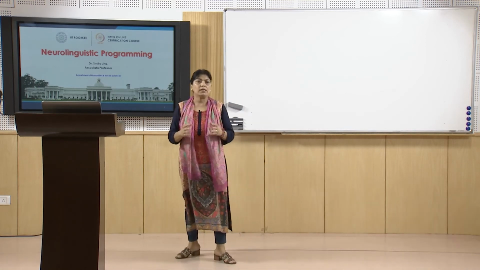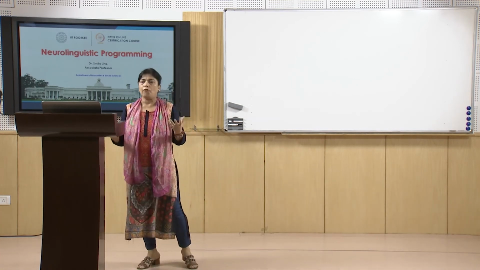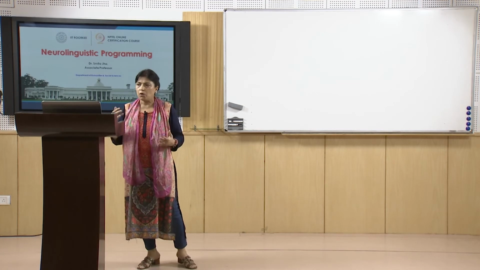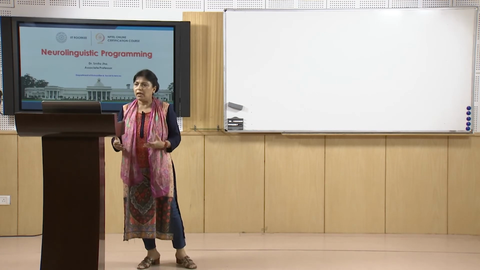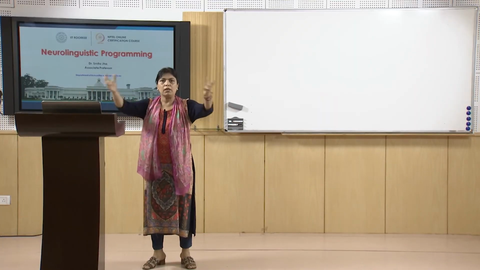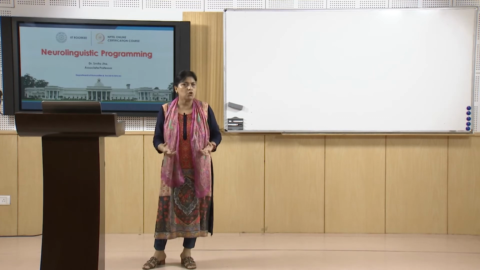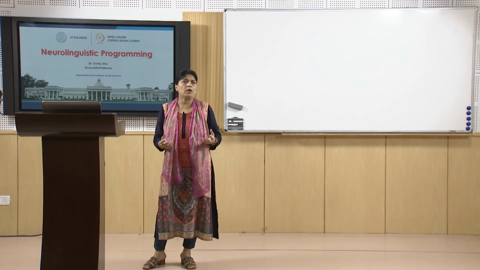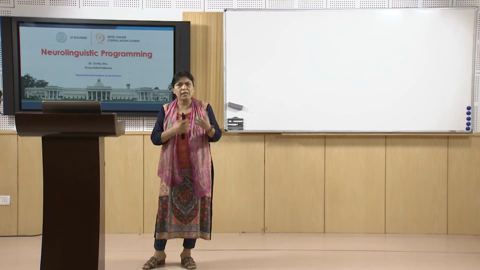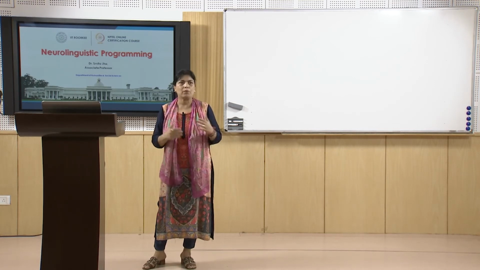Very important point about the fundamental presuppositions of NLP. What is it? The ecology of complex systems. What does it mean? Ecology means your surroundings. We are in a society. We are amidst human beings. We are with human beings of various types. So the complex system, because man is a social animal, he cannot be isolated.